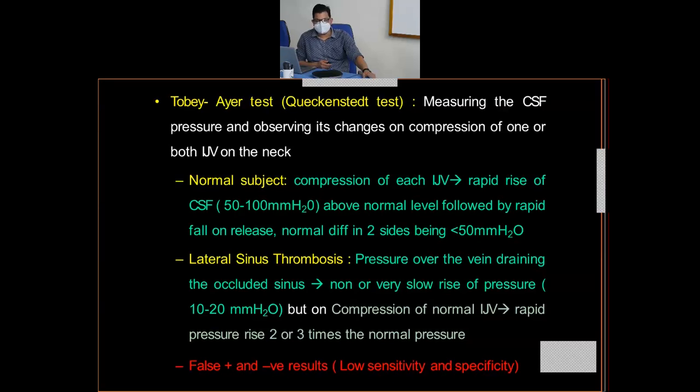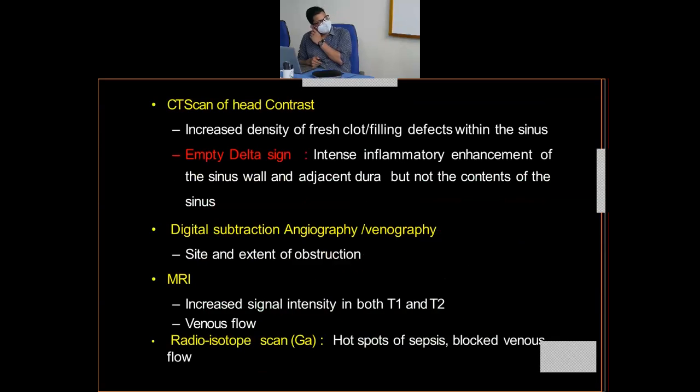That is, we measure the CSF pressure by doing lumbar puncture. Normally when you press the internal jugular vein, there will be some pressure changes in the CSF. But in case of any thrombosis in the sigmoid sinus or internal jugular vein, if you press the internal jugular vein, that pressure won't transmit to the CSF because of the thrombus, and there won't be any pressure change. That is called the Tobey-Ayer test. I won't go into details because there is no time. So the Tobey-Ayer test we do.